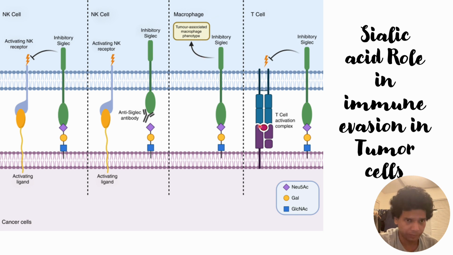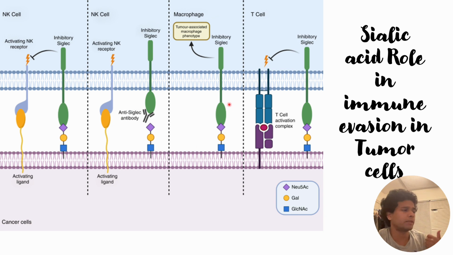When there are T cells, they react with the unique antigen on the tumor cells and can activate immune signals to generate antibodies against those antigens. However, when the inhibitory siglec is present, it will inhibit this kind of T cell complex activation. So these are all the results of the hypersialylation expressed on the tumor cells.